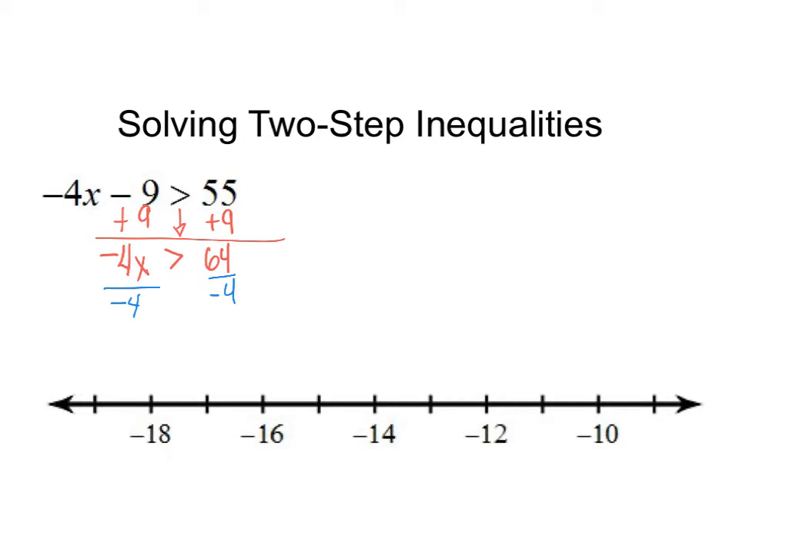Because I am dividing by a negative number, my sign is going to flip. It is now going to say less than. And then 64 divided by negative 4 is going to give me negative 16. So now do I need an open or closed circle? I'm going to need an open circle at negative 16. X is on the left, which means x is less than negative 16. So I will shade my numbers to the left.